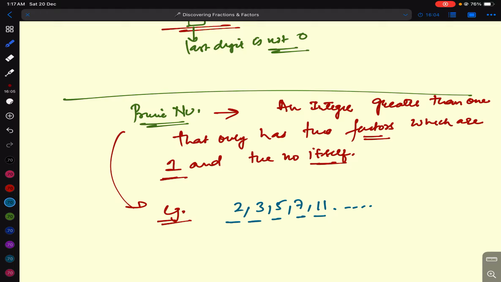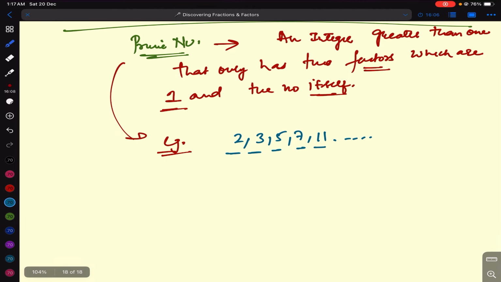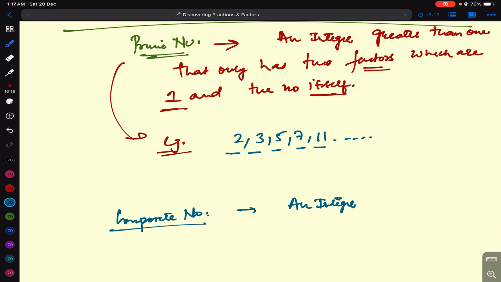Okay, but on the other hand, when we talk about a composite number, that is an integer which is greater than 1 for sure, but that has more than two factors.